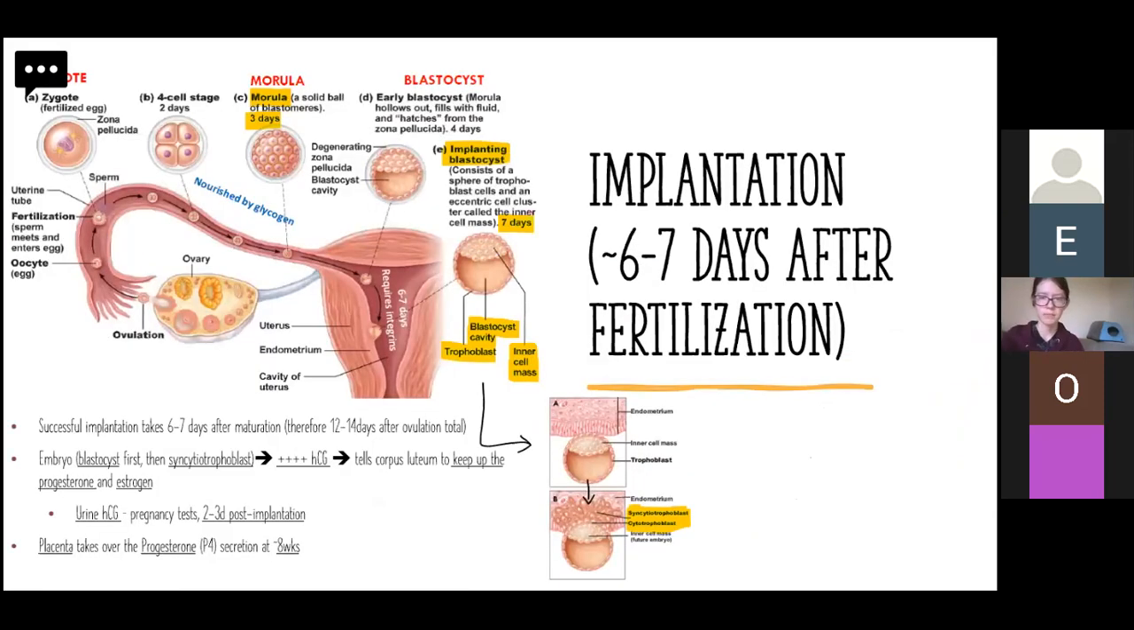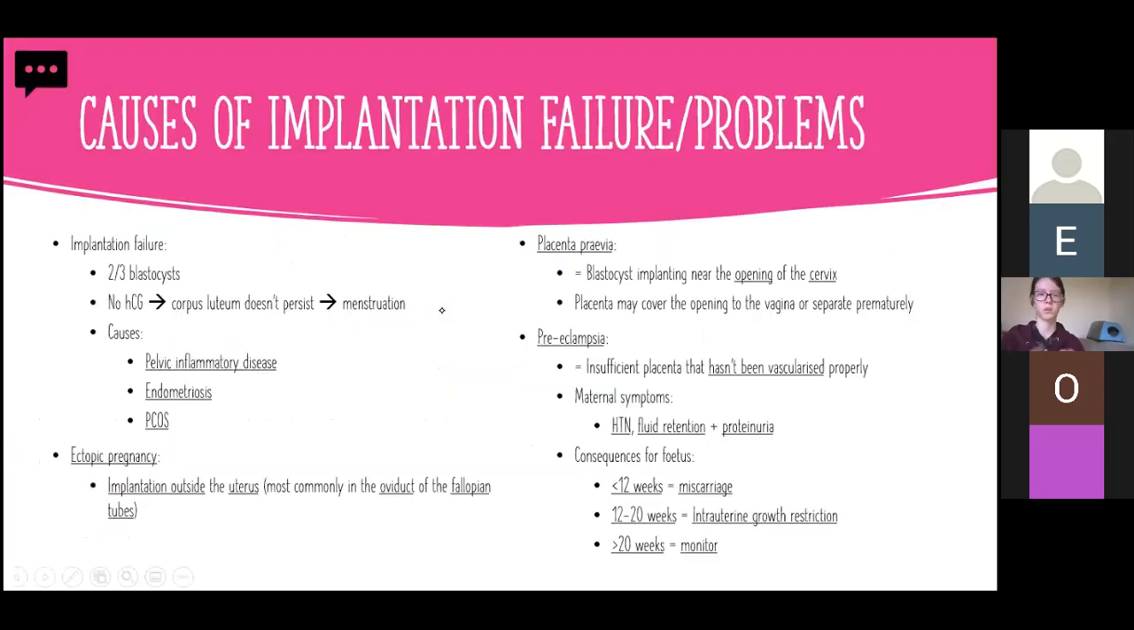After that, you've got implantation. So the egg now has to get from the ampulla of the fallopian tube down into the uterus and implant there. It takes 6 to 7 days. You get lots of HCG then, telling the corpus luteum to keep up the progesterone and estrogen, and then you get implantation. Causes of implantation failure and problems. One, it's just like you don't get the HCG, so the corpus luteum dies and you get menstruation. Lots of causes can affect that.